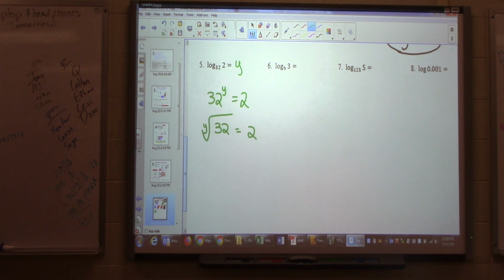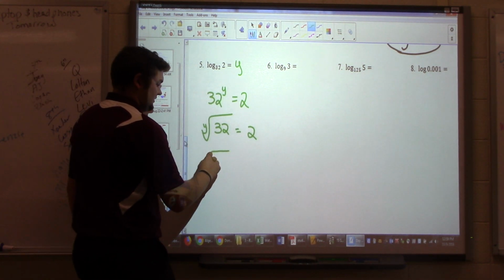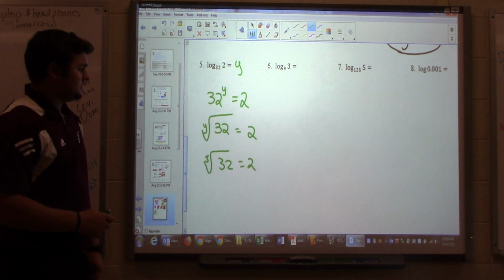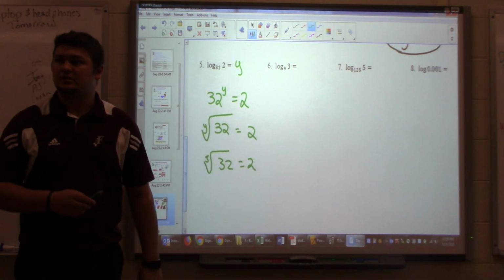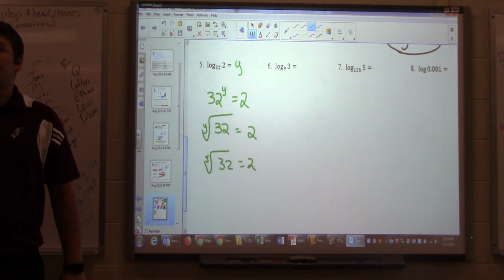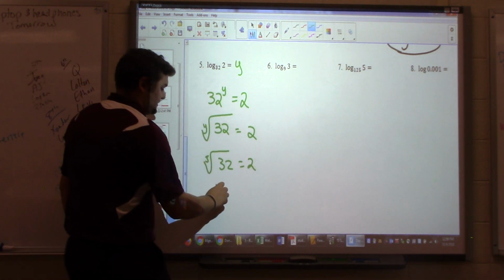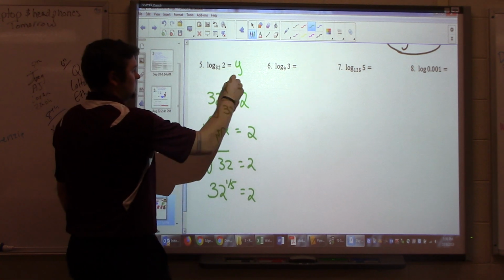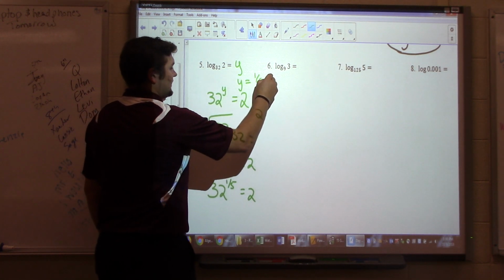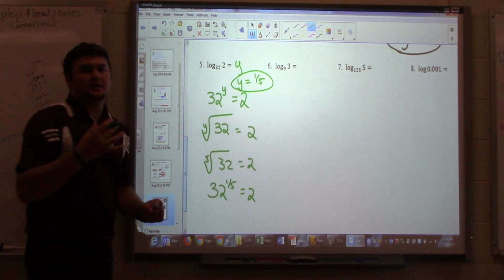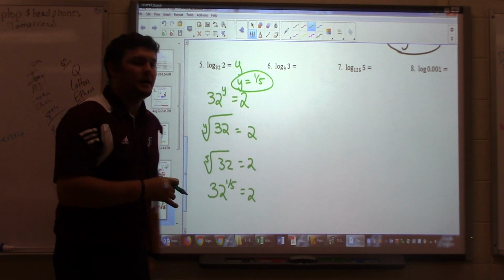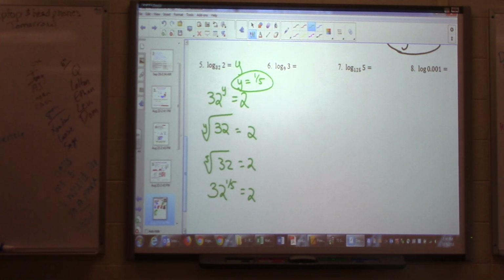The fifth root. So if the fifth root of 32 equals 2, what does that mean my exponent's going to be? Not negative 5. That would give me a fraction as an answer. 1/5. So I know 32 to the 1/5 is going to equal 2. So y has to equal 1/5. It's another great rule to think about. When I'm going from a bigger whole number to a smaller whole number, I know my exponent has to be a fraction.